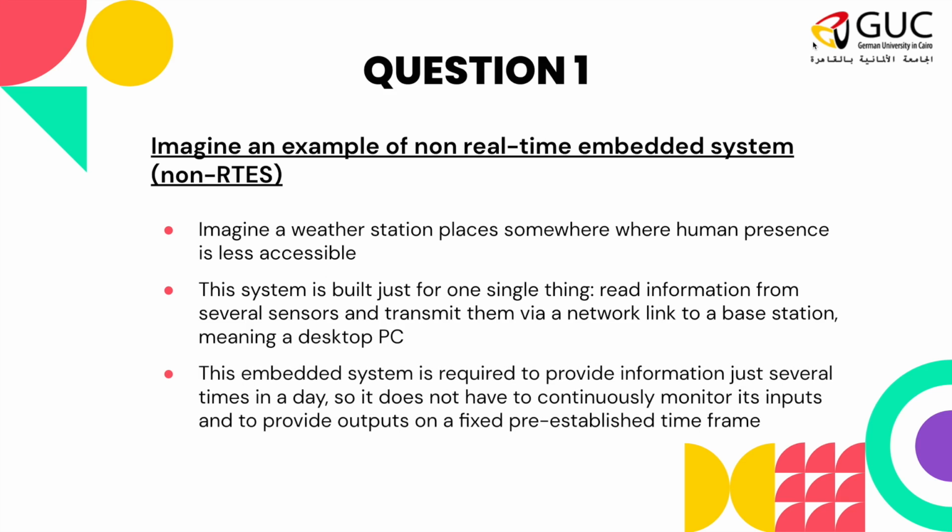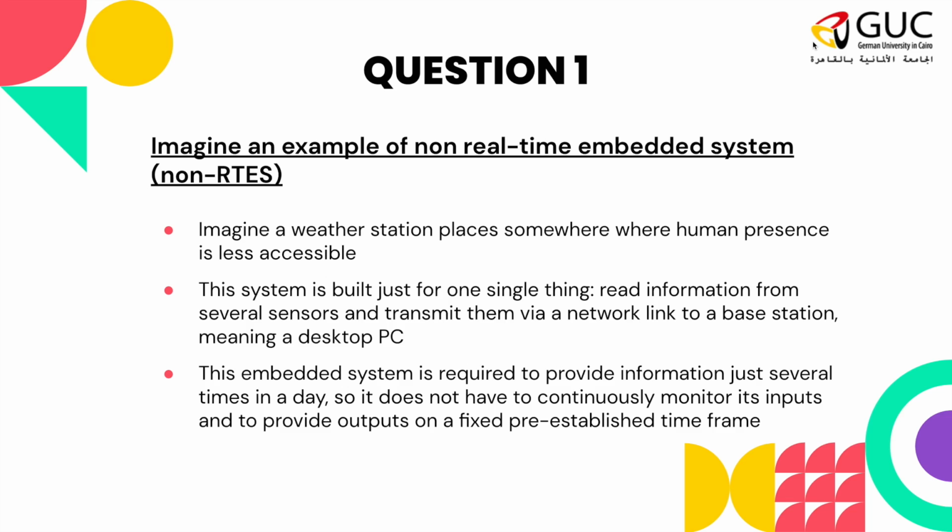This embedded system is required to provide information just several times in a day, so it does not have to continuously monitor its inputs and provide outputs on a fixed pre-established time frame. A real-time embedded system means it must listen to its environment 24/7. A real-time embedded system must be always on, always monitoring the environment. Once a change occurs, it must respond immediately, because we have a deadline or a specific time frame. However, in the case of our weather station, I do not need to have the sensor read the data 24/7. We can read the data, for example, 3 times a day and then transmit it to a network.